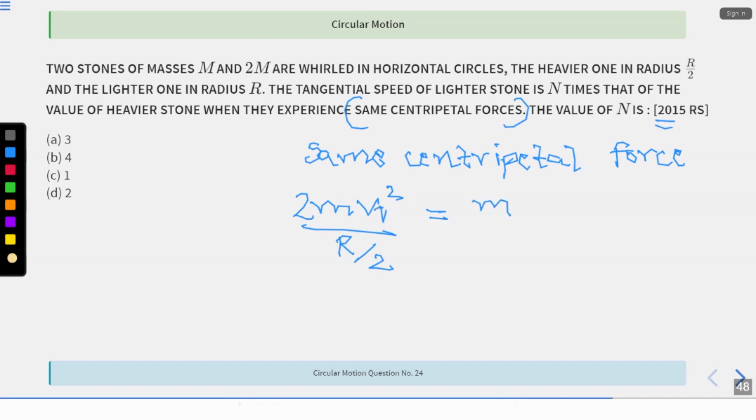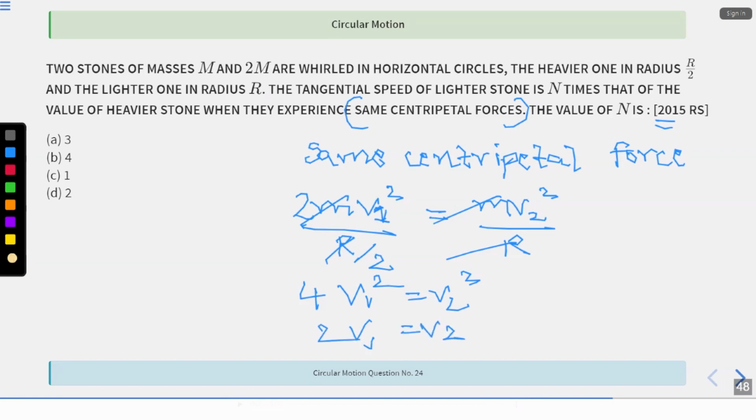That will be equal to m v2 square by r. So this will be 4. m gets cancelled, r gets cancelled. So 4 v1 square is equal to v2 square, so 2 v1 will be equal to v2. Right, so this is what we got. Therefore, n will be equal to 2. Option D is the correct answer.